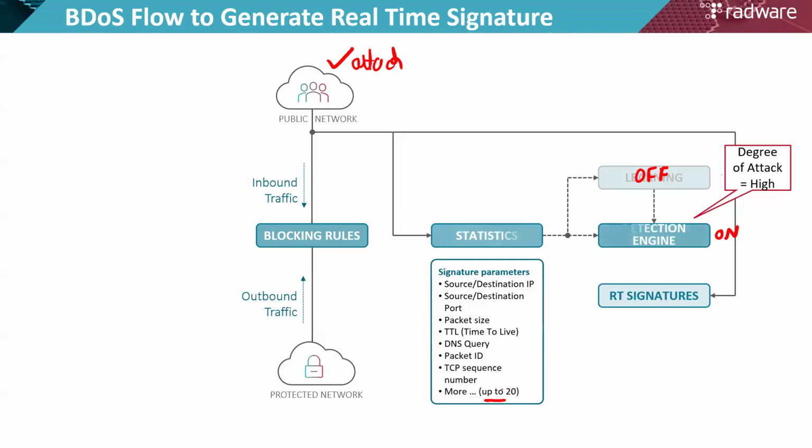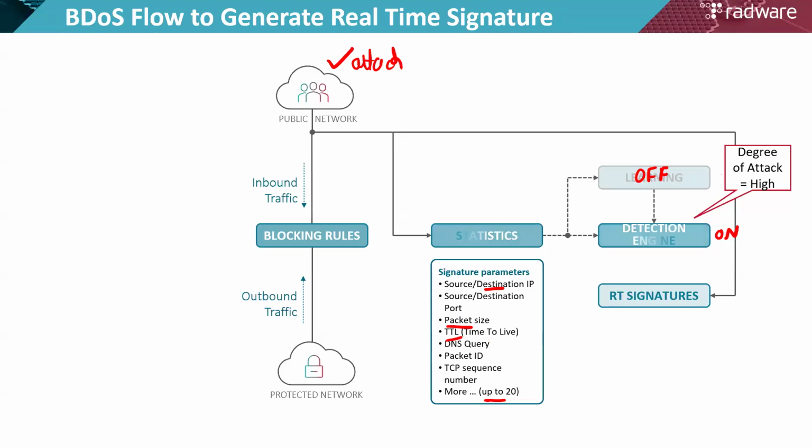Now, instead of using all the parameters, we will only be using those parameters which are relevant to the attack traffic. The attack traffic might be coming with, let's suppose, this destination IP address. It might have a packet size of a certain byte. It could have a certain time to live. So based on the attack traffic that we are receiving, we will use only those parameters which are relevant to it, and we would be narrowing the filters down.